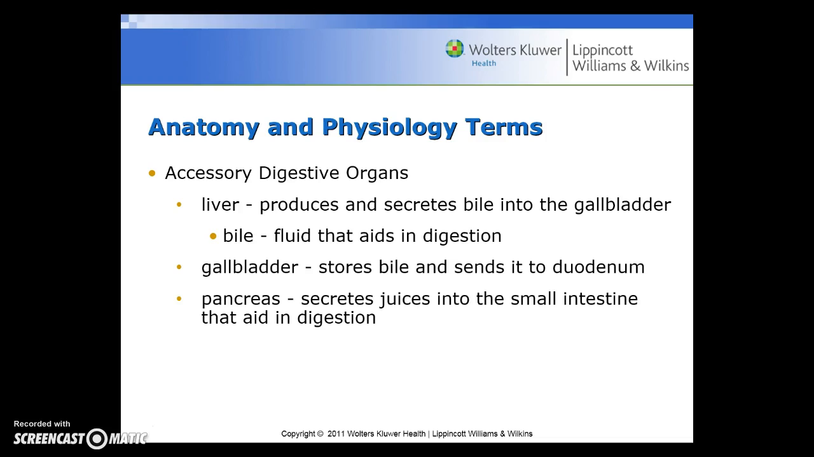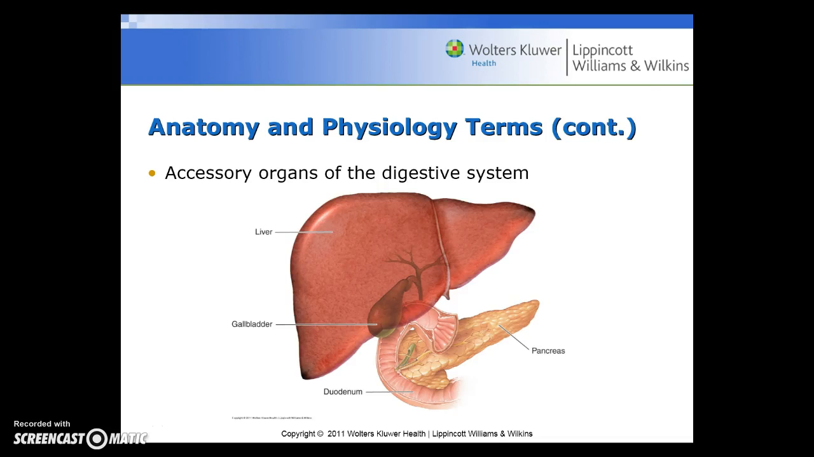Accessory digestive organs. The liver produces and secretes bile into the gallbladder. Bile is the fluid that aids in digestion, particularly fat digestion. The gallbladder stores bile and sends it to the duodenum, and the pancreas secretes juices or enzymes related to the small intestine that aid in digestion or the breakdown of the larger molecules. These are important: the liver, the gallbladder, and the pancreas, and you can see they all surround the upper portion of the duodenum or the small intestine, because that's where most of your nutrients are absorbed.